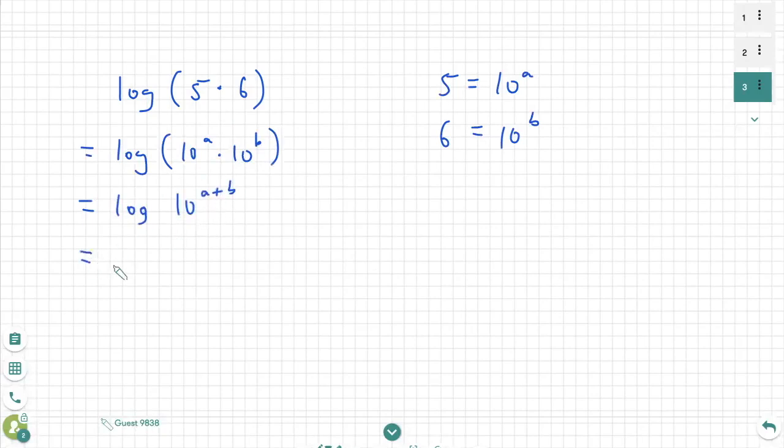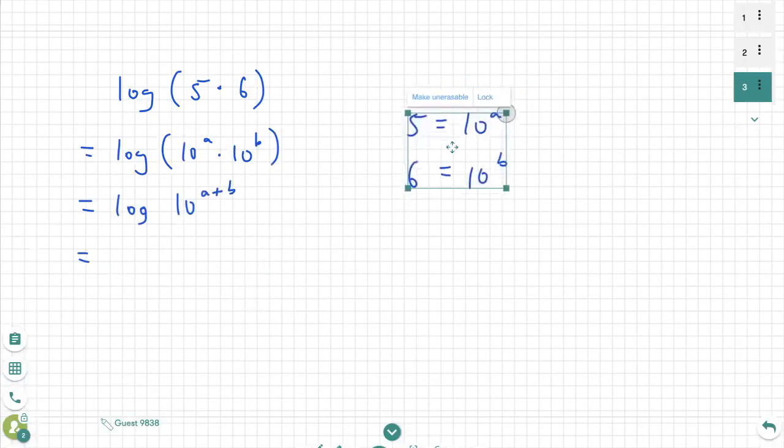What's this log asking for? It's asking what exponent on the base of 10 would give you 10 to the a plus b. If we're in base 10, it would just be a plus b. Yeah, exactly. This cancels out. It would equal a plus b, right?